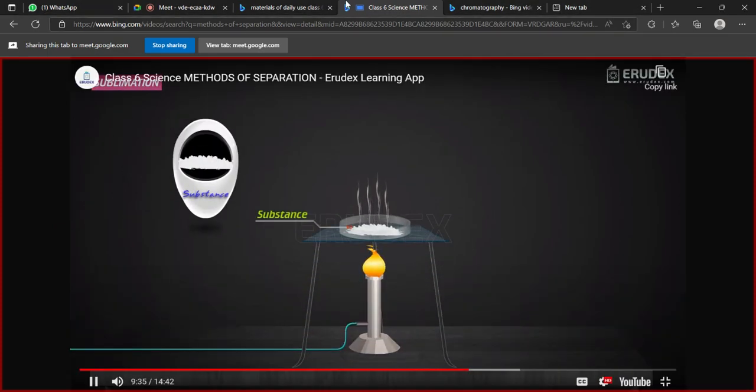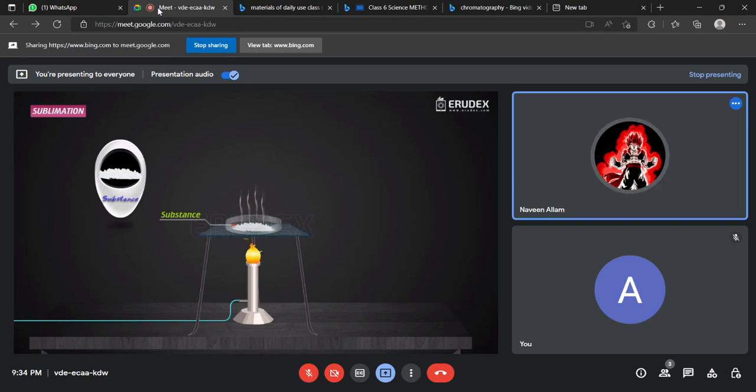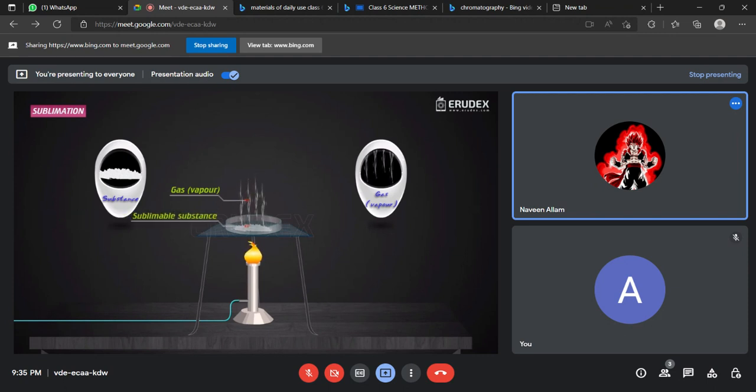The substances, that is solids, which convert themselves into gas without forming liquids, are called sublimable substances. The phenomenon is called sublimation.